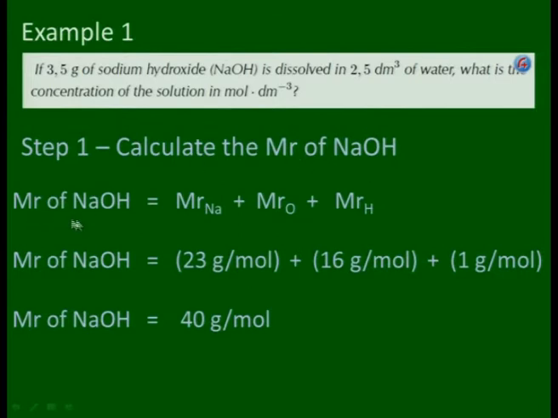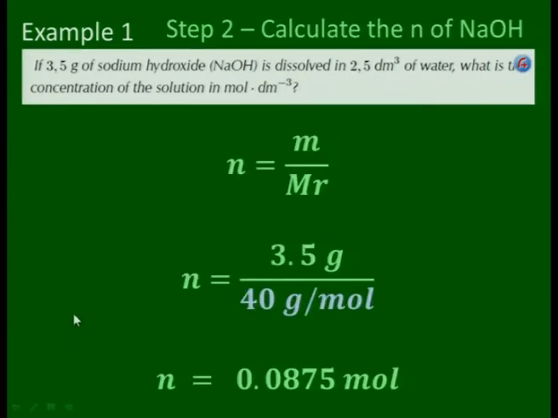The molecular mass of sodium hydroxide is the molecular mass of sodium plus the molecular mass of oxygen plus the molecular mass of hydrogen. The molecular mass of sodium is 23 grams per mole. The molecular mass of oxygen is 16 grams per mole. The molecular mass of hydrogen is 1 gram per mole. So if you add those together, you get 40 grams per mole, which is the molecular mass of sodium hydroxide.